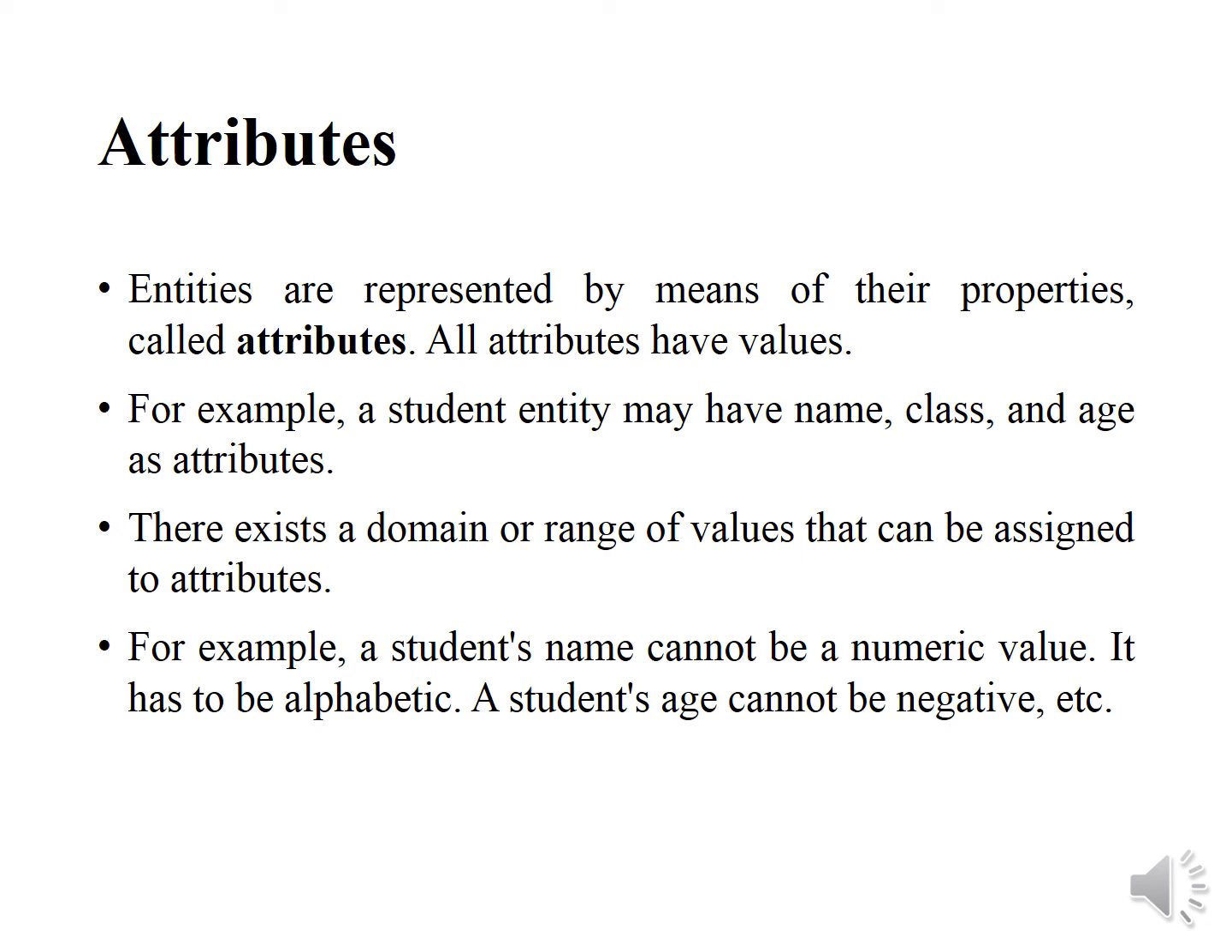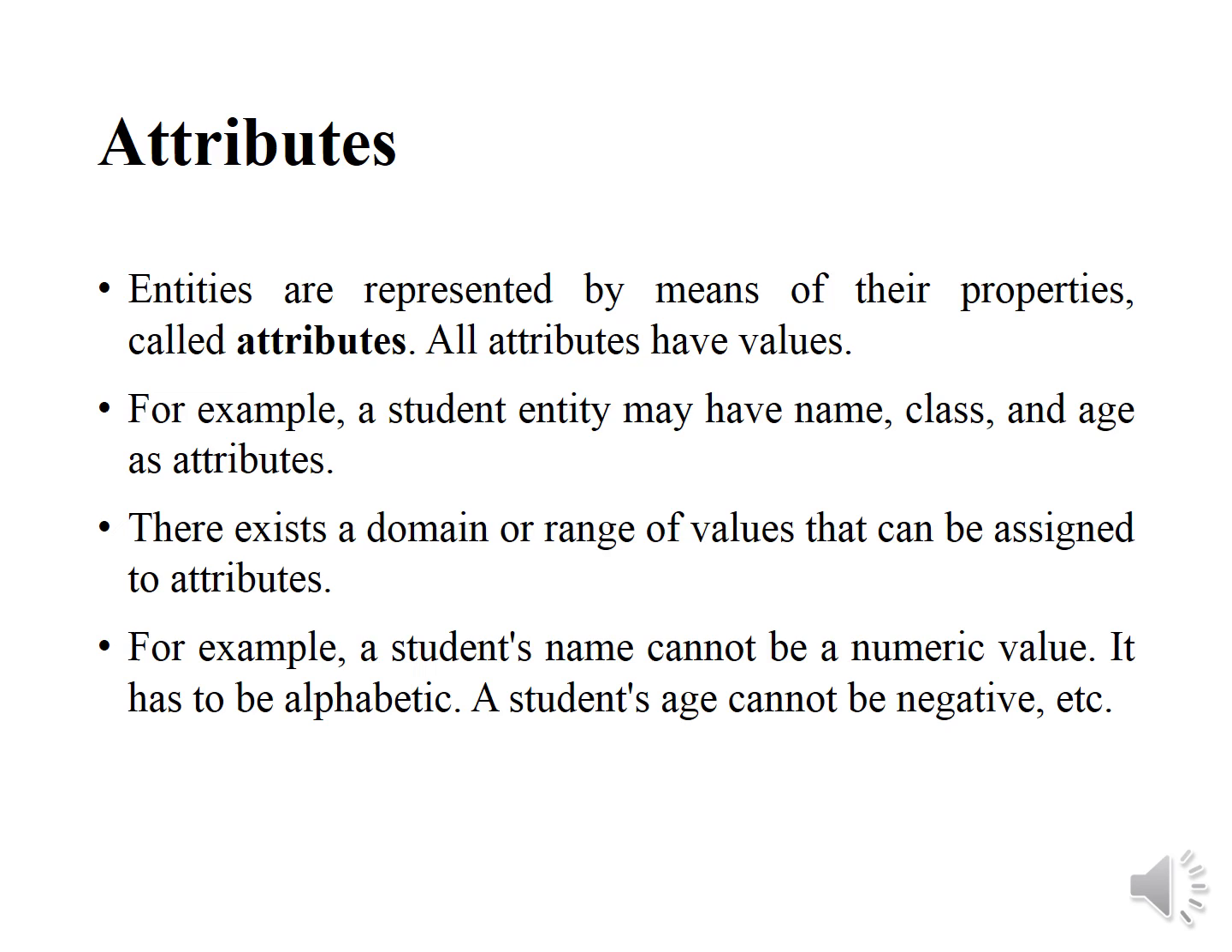Entities are represented by means of their properties or characteristics called attributes. All attributes have values. For example, a student entity may have name, class, and age as attributes. There exists a domain or range of values that can be assigned to attributes.